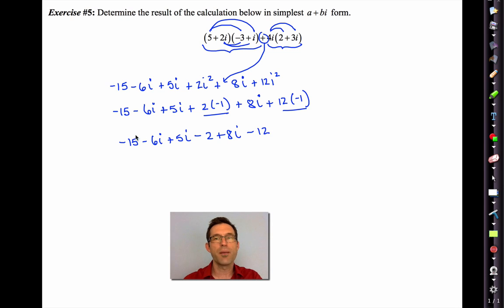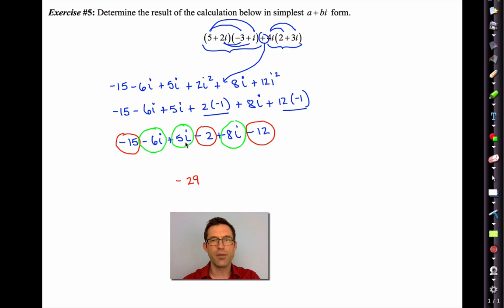All right, let me combine my real numbers. Let me circle those in red. I've got negative 15, negative 2, and negative 12. So that's negative 27, negative 2 is negative 29. Let me circle the imaginary ones in green. Green, green, green. Negative 6 and positive 5 is negative 1. All right, that's actually a plus 8i. It almost looks like a negative 8, but it's not. So that'll be plus 7i, right? Negative 1i plus 8i is 7i. Negative 29 plus 7i. Pretty answer with all the colors. Okay, take a moment, write down anything you need to, and then we'll do the last problem.